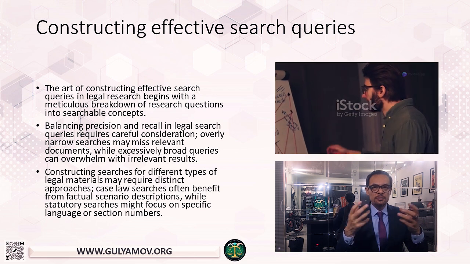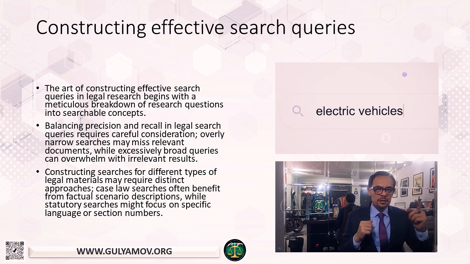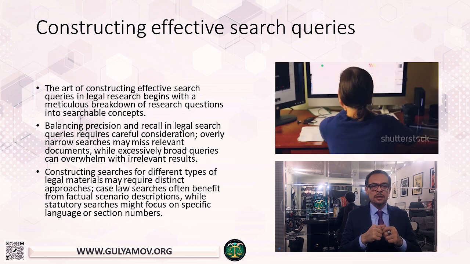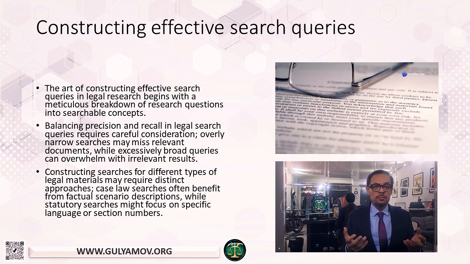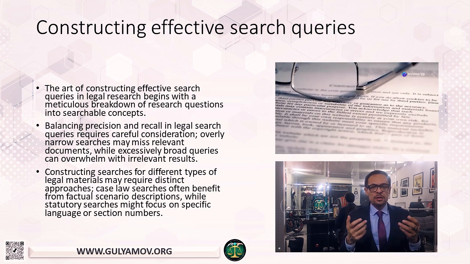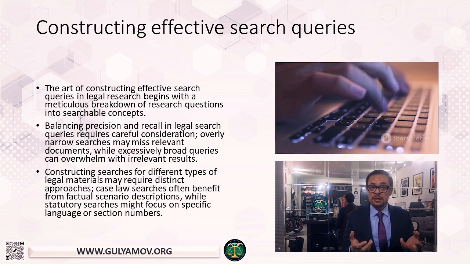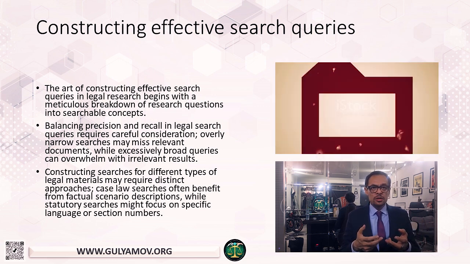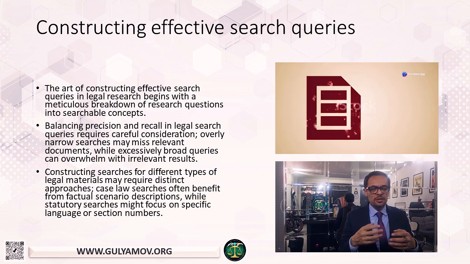Constructing effective search queries. The art of constructing effective search queries in legal research begins with a meticulous breakdown of research questions into searchable concepts. This process involves identifying key terms, their synonyms, and related legal concepts that may be relevant to the inquiry. For instance, a research question on the liability of autonomous vehicle manufacturers might be deconstructed into concepts like autonomous vehicles, product liability, negligence, and artificial intelligence. Utilizing controlled vocabulary or database-specific indexing terms, such as West's Key Number System, can significantly enhance search precision.